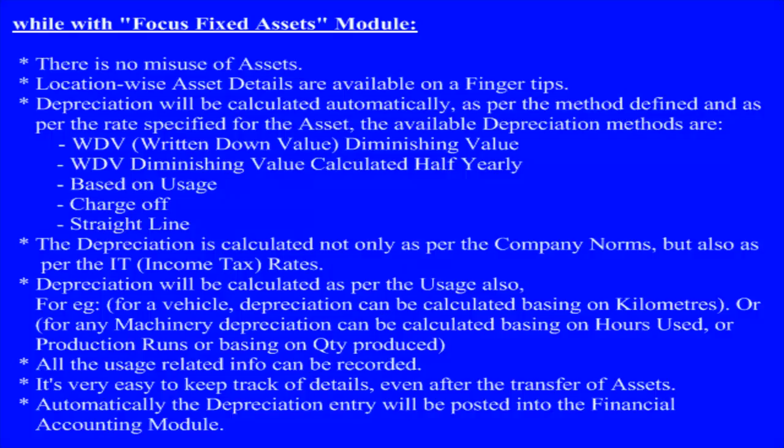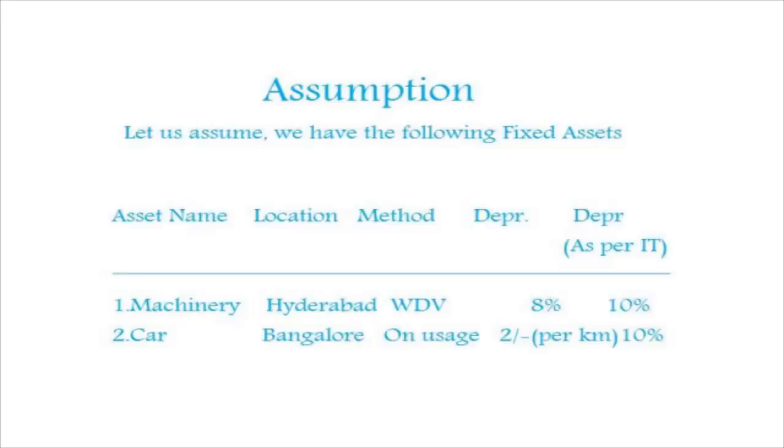It's very easy to keep track of details even after transfer of assets. Automatically, the depreciation will be posted into the financial accounting module. A report is available to track the AMC expiry date. Repairs or change in asset value will be updated, with auto update on disposal of any asset.